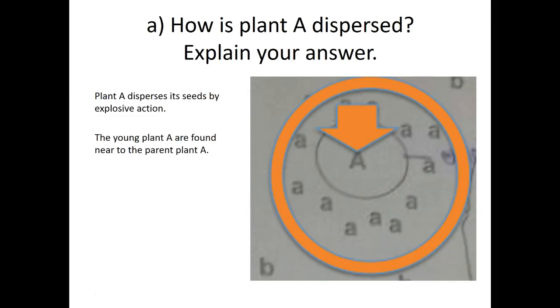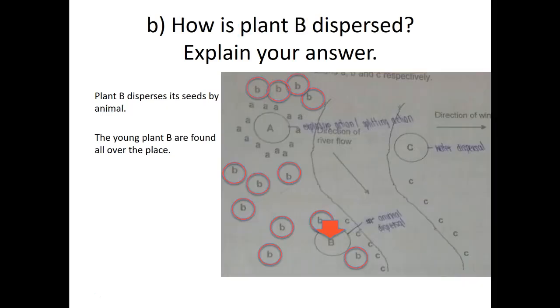Now let's look at the answer. Plant A. How is plant A dispersed? Very clearly, we talked about it early on. The pattern is this pattern that's splattered around. Alright, and the reason is plant A are just found near to the parent plant A. That's how we know it's dispersed by explosive action.